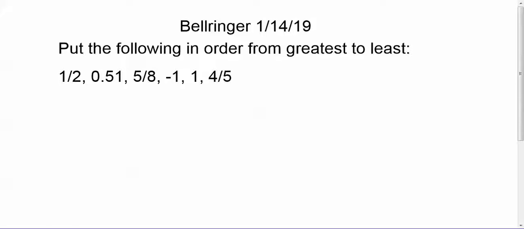So it says, put the following in order from greatest to least. So we're going to do this bell ringer real quickly before we get into absolute value. So how do we compare these? What's our first step before we compare fractions to decimals? Lola. You gotta convert the fraction to a decimal. Very good. How do we turn a fraction into a decimal, Ava?